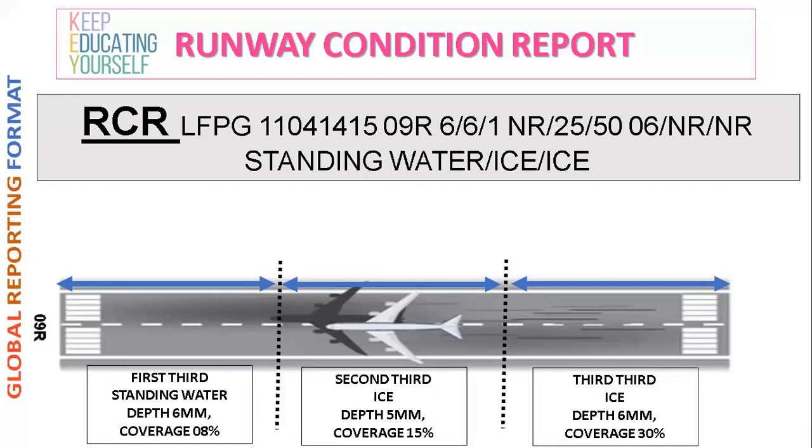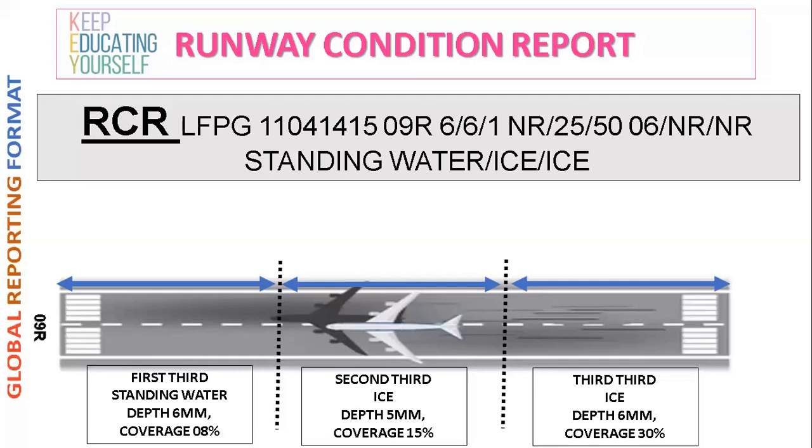Now come again to the first third. Coverage is less than 10%, it is given 8% only. So we are not reporting any coverage percentage if it is less than 10%. So here NR will come, not reported, slash, then 15, which falls in 10 to 25, will come as 25. So we'll write 25%. And the last one is 30. So above 25, that is 26 to 50, it will come as 50. So not reported slash 25 slash 50. So here we have given percentage coverage.